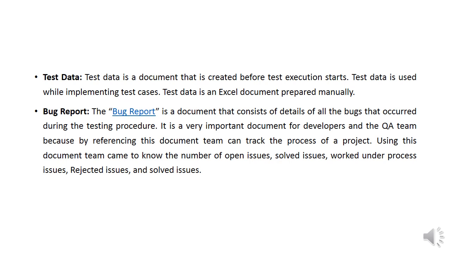Bug report. It contains details of all the bugs that occur during the test procedure. This is useful for the QA team. By referring to this, the team can track the progress of the project. Using the test document, the team comes to know the number of open issues, the solved issues, the issues in progress, and the rejected ones.